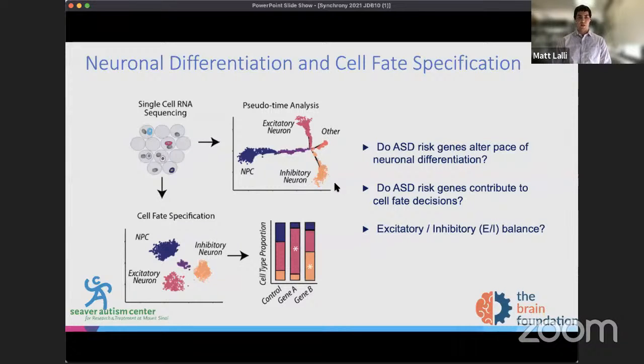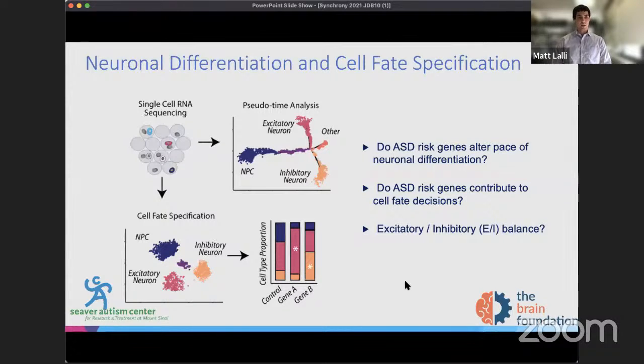Because we can see these fate choices, we can then ask, do ASD risk genes contribute to alterations in cell fate? One of the leading theories in autism is a disruption of the balance between excitation and inhibition in neuronal circuitry. This could simply be from generating too many or too few excitatory or inhibitory neurons, so we would be able to see that in our single cell data. Many of the ASD risk genes might act in the same way or in opposite ways, allowing us to come up with separate therapeutic targets for each of these sets of genes.